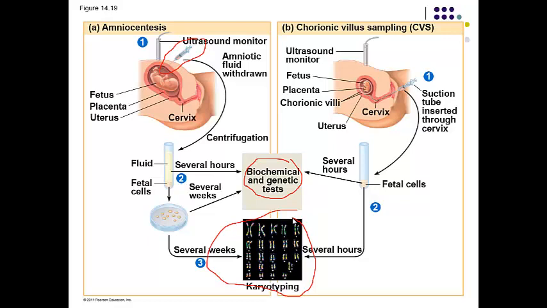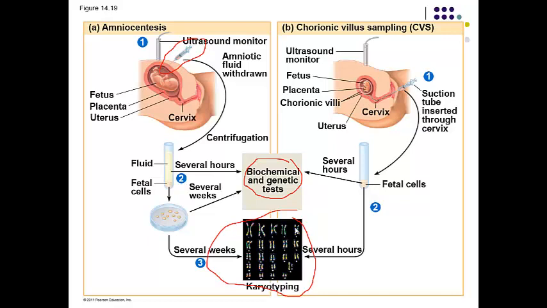Chorionic villus sampling is much more invasive than amniocentesis, but can be done much earlier in pregnancy. During CVS, the doctor actually takes a sample of the placenta, and from the placenta, the doctor can obtain fetal cells. Again, using those fetal cells, the doctor can perform genetic tests and also can perform a karyotype.